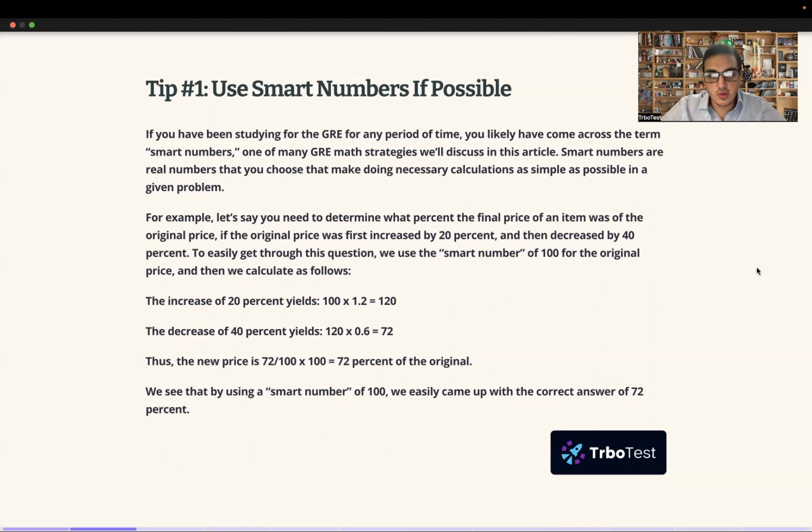The increase of 20% yields 100 times 1.2, which is 120. The decrease of 40% yields 120 times 0.6, which is 72. Thus, the new price is 72% of the original. So just by using that smart number, we came up with the correct answer by creating a number basically out of thin air that was not given to us in the original question.